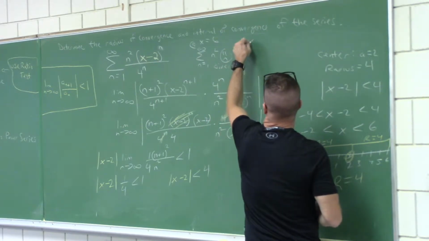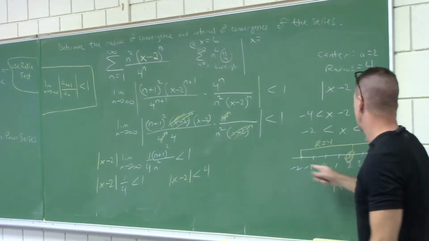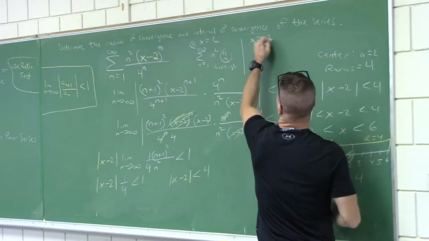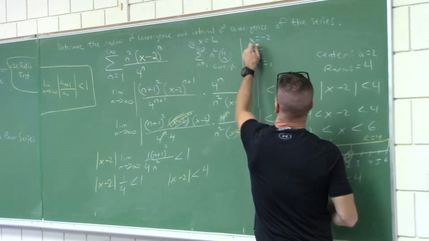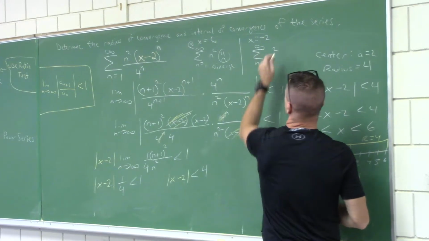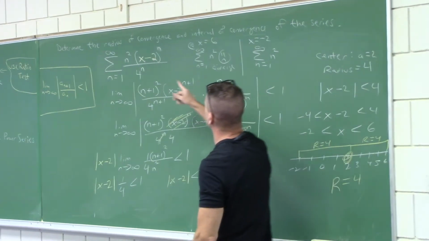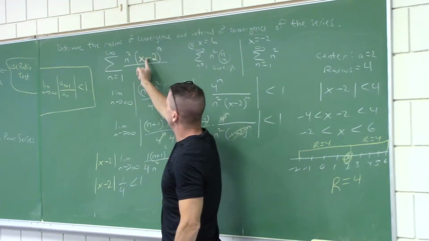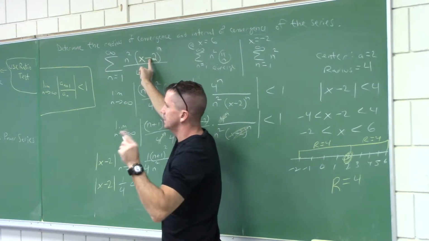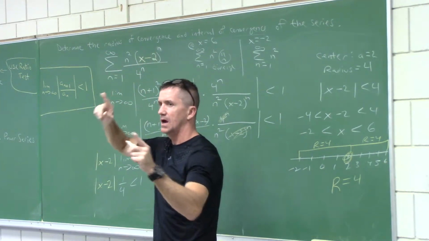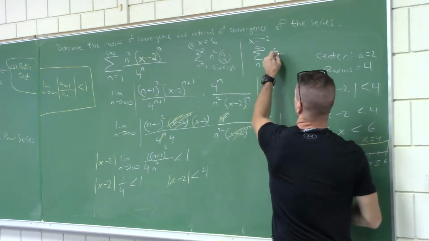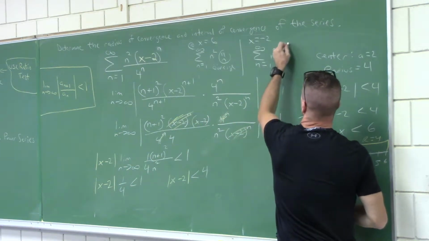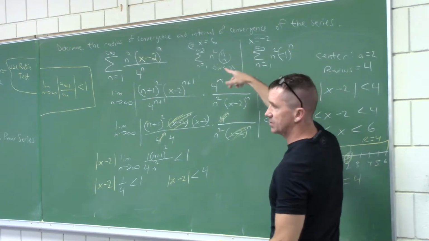Now, how about the x equals, what was the other endpoint? Let's try x equals negative 2. Then I'll have the summation of n squared times, now watch what happens here. What's negative 2 minus 2? Negative 4 to the nth. How can I rewrite negative 4 to the nth? A negative 1 to the nth and a 4 to the nth, which will cancel at the bottom.